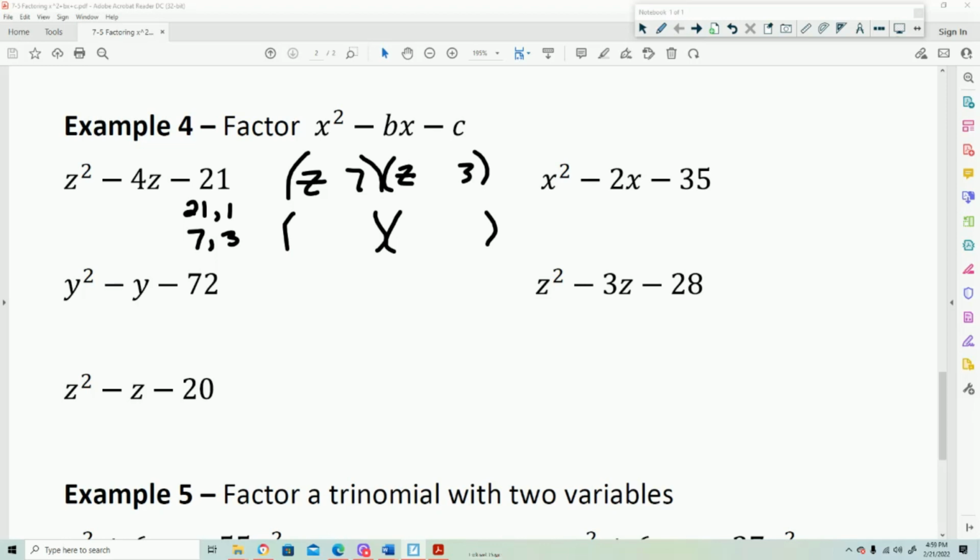But in this case, and in all of these cases, the middle term is negative. So the larger number needs to be negative and the smaller number needs to be positive. Okay, that's it. That's the only change between the last set and this set.